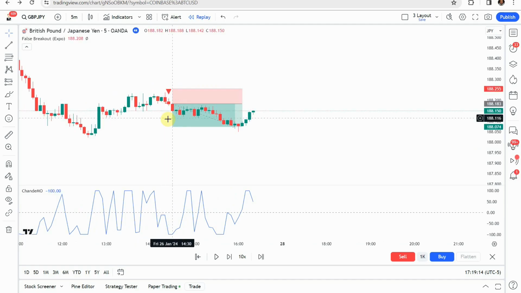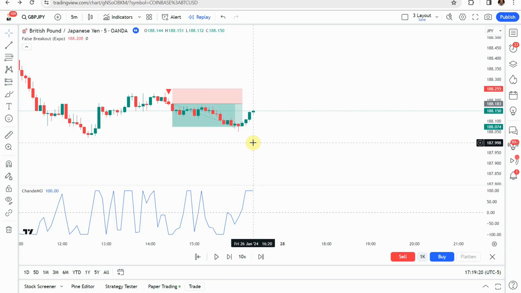And again, a pretty nice move, a little bit delayed, but it did stair step its way down, getting us to our take profit nonetheless. Alright, so that puts us at the end of the testing right there.